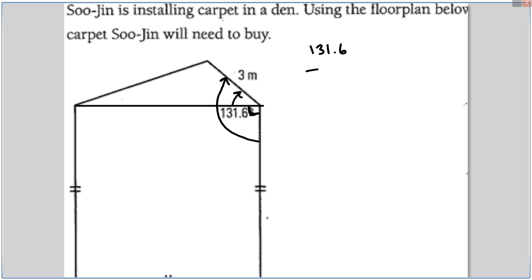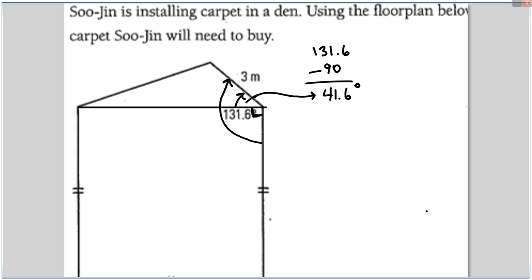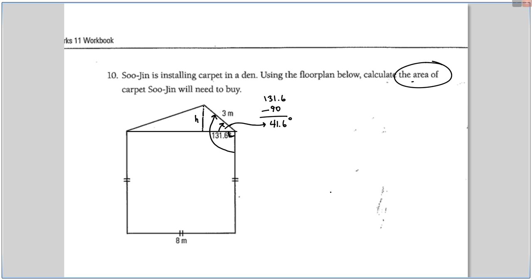You have to get good at this basic geometry. Is it 41.6? Okay, so there's that angle there, 41.6. Why do I need that angle? I need to calculate the height of this triangle. Why? So that you can get the area. Remember we just did area of triangles in the last unit? So base times height divided by 2. Once we get the height, we can do this.